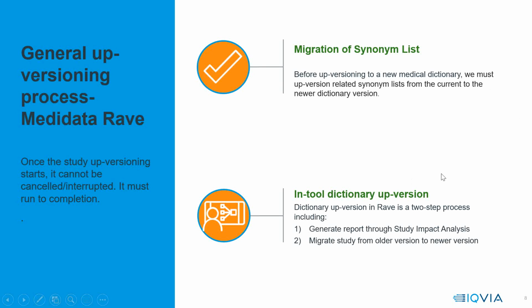Once the study upversion step is initiated, it cannot be cancelled or interrupted. So it must run to completion. And thus we need to be very, very sure about initiating the upversion process. During the migration process, when the study is being migrated, the system suspends all coding activity from the study. So any verbatims that are entered during this process are rejected until the migration is complete.